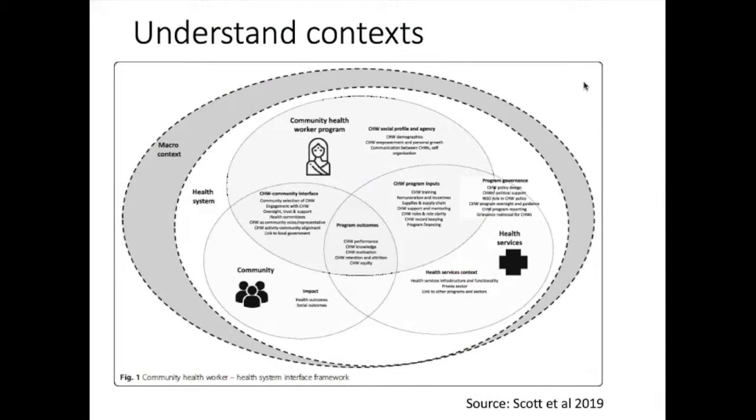So this is a graphic from a paper recently published by Kerry Scott, Asher George and Rajani Ved, reviewing the state of knowledge on the Indian ASHA community health worker programs, really pointing to four key elements of CHW program context. So you have your CHW program here, you have a health service context, you have a community context. They are located in a broader health system context, which itself is located within a macro context.